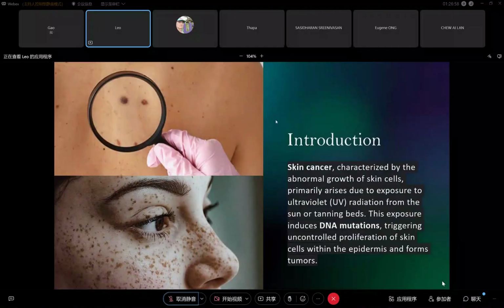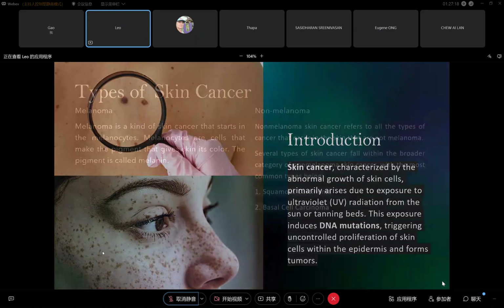So, introduction. Skin cancer, characterized by the abnormal growth of skin cells, primarily arises due to exposure to UV ray from the sun. This exposure induces DNA mutation, triggering uncontrolled proliferation of skin cells within the epidermis and forming tumors.